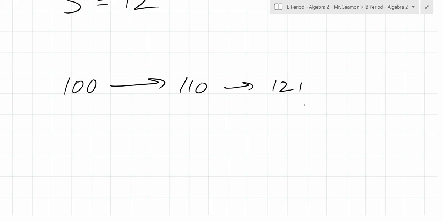So this is the big takeaway from today's class. The big takeaway from today's class is the more you compound, the more money you make. So what do you make more, 12% once or 1% 12 times?